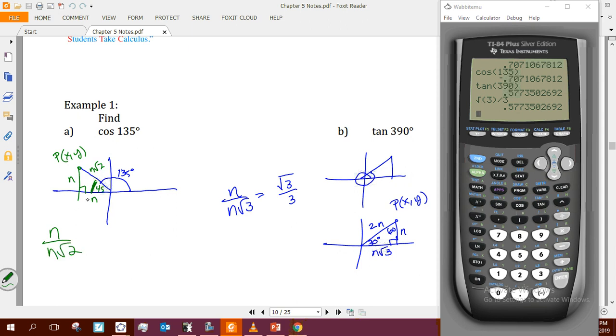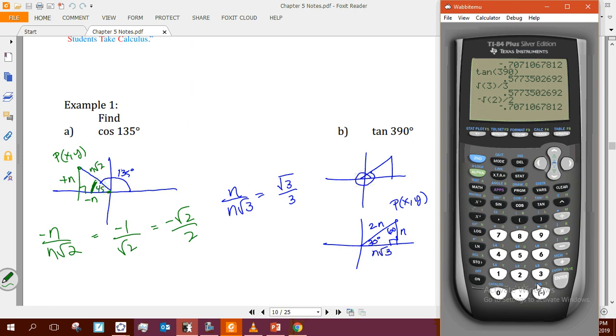Now this N here, I didn't write it down, but that should be negative because we're in the second quadrant. Going from here to that point P, I would move left first, so it's a negative direction, and then up would be a positive direction. Adjacent divided by hypotenuse simplifies to negative 1 over radical 2, which rationalizes to negative radical 2 over 2. If I type in cosine of 135, I get negative 0.707, and negative square root of 2 divided by 2 gives me the exact same result.